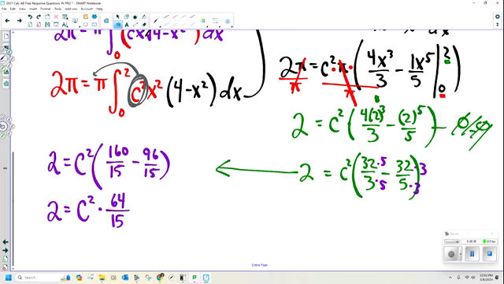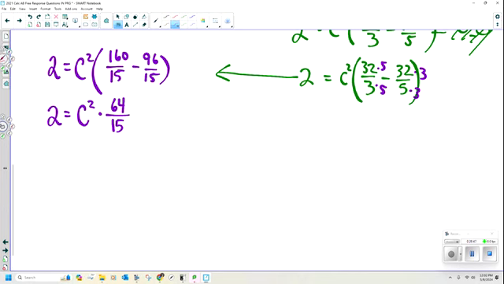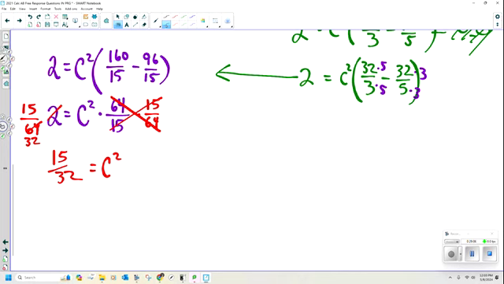Now, I've got to get c alone. So I've got to start doing opposite math. All right, hang with me. I'm going to multiply this by the reciprocal, 15 over 64. c squared equals, multiply this times 15 over 64. 2 can go into here 32 times. So I got 15 over 32. And I am going to take the square root of both sides. And I'm going to get positive and negative square root of 15 over 32 equals c.